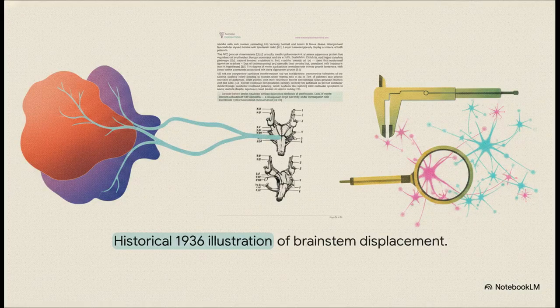If we look at Harvey Cushing's historical 1936 illustrations, they perfectly capture the gross anatomical impact here. You can clearly see how larger tumors aggressively displace the facial nerve and actually physically compress the brainstem. It's pretty amazing how this bridges our anatomical understanding from almost a century ago directly with the highly detailed modern pathophysiology we rely on today.